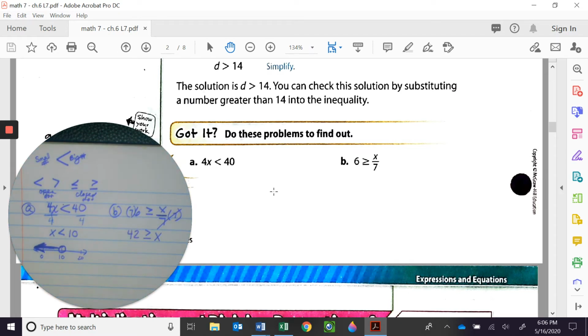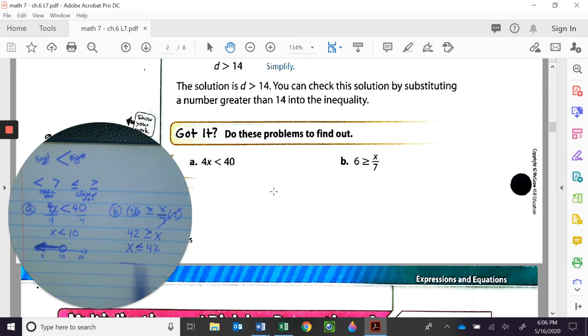Now here's where it gets a little confusing, because remember, I told you in previous lessons, we like our variable first. So I need to flip this around. Now be very, very careful when you're flipping this around. Look at what side is closer to the x. The small side is closer to the x. So it actually should look like this, right? Because the small side is closer to the x. So x is less than or equal to 42.